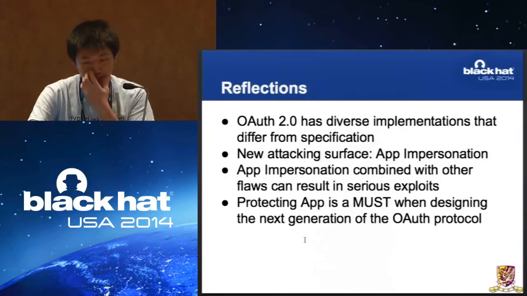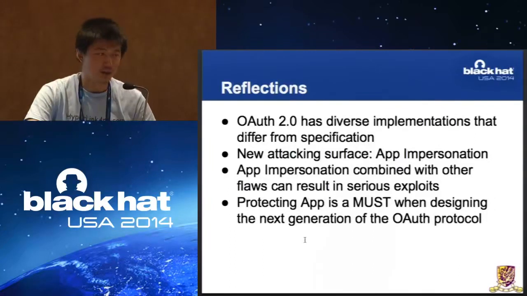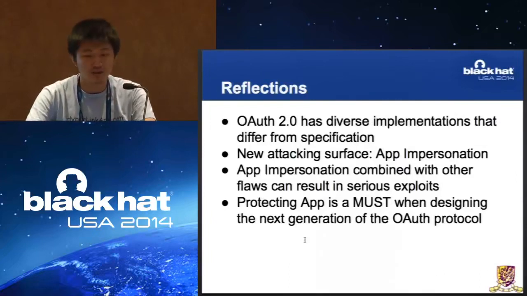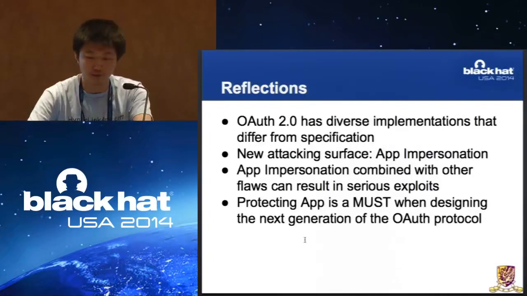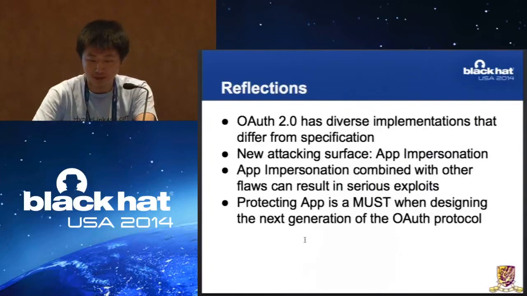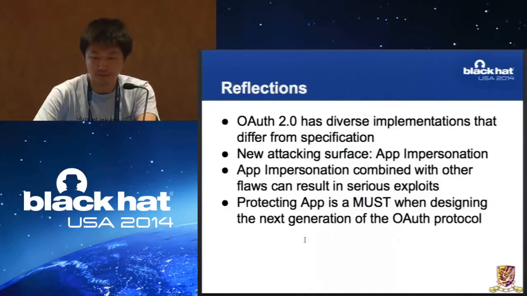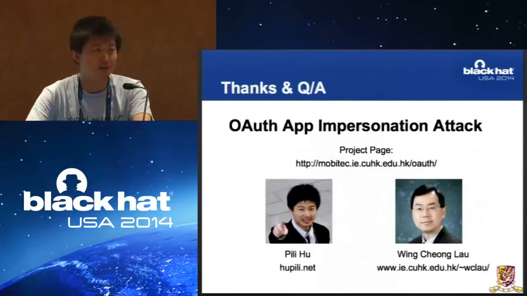Because if you think about why this app impersonation is possible, it is because the original design of OAuth is to protect users, basically. And in that world, if apps are not differentiated, there is no incentive to impersonate the app. However, we show that in some parts of the world, apps are not born equal, so you have incentive to impersonate them. So in the design of this version, we really need to consider how to protect the app besides the user. So basically, that concludes the talk.